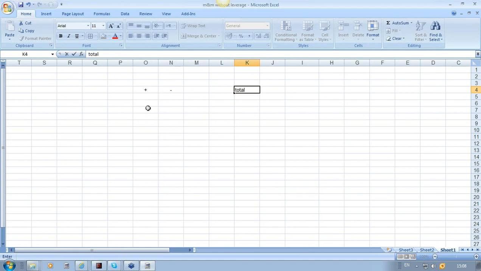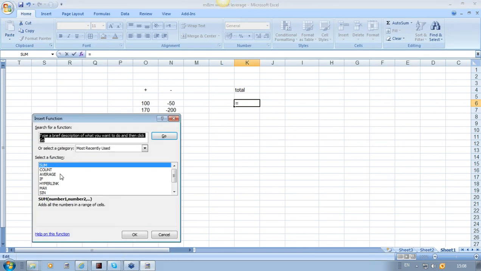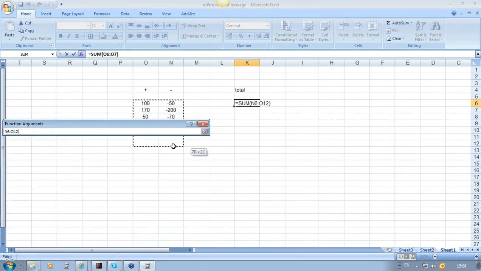Okay, for example, plus 100, minus 50, minus 200, minus 70, plus 170, plus 50, plus 130, for example, okay? And there is a total, which will be the sum of those.